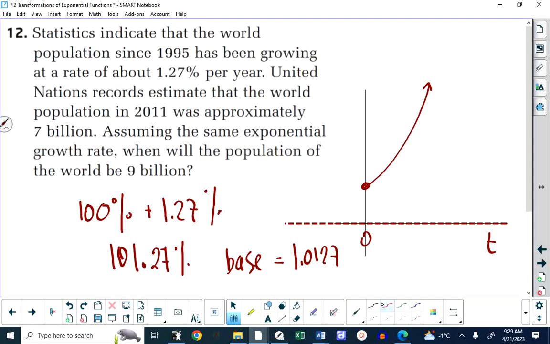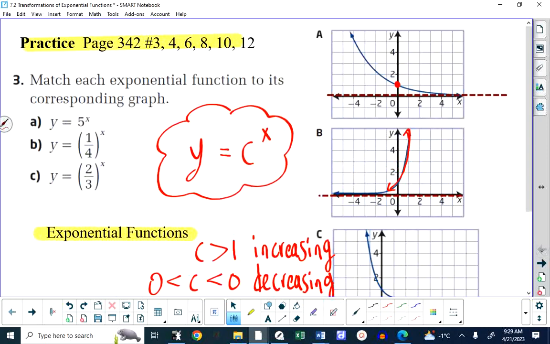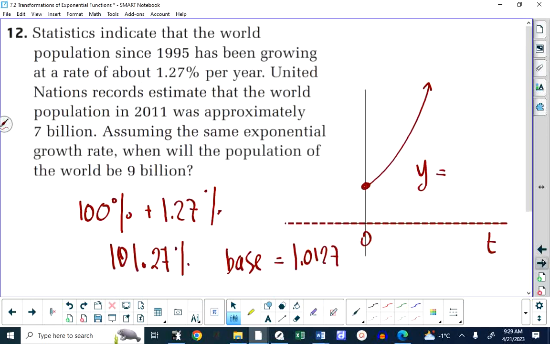Okay? The other issue, though, is if you just said this is y equals, I'm going back to this idea here, y equals the base to the x, which we modify here and say y equals the base to the t, this is not correct. This is not the correct function, because this would have a y-intercept of 1, and the y-intercept here is 7 billion.